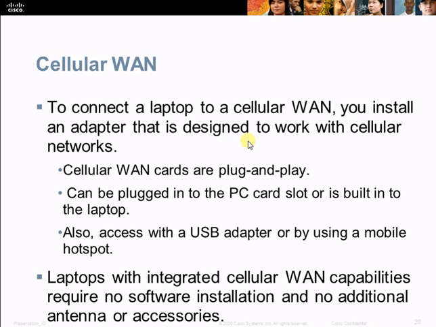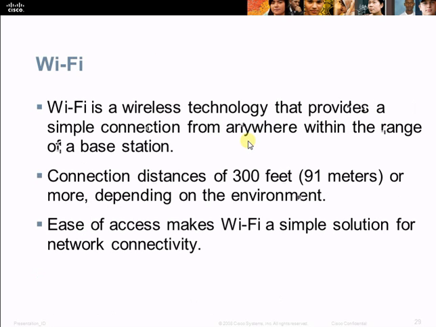Some laptops might be integrated with cellular WAN, where you're not going to need to add anything. So sometimes if you buy a tablet or a notebook through Verizon or Comcast or somebody, and you're using their WAN system, then it might come all prepared with all the necessary hardware that you need.